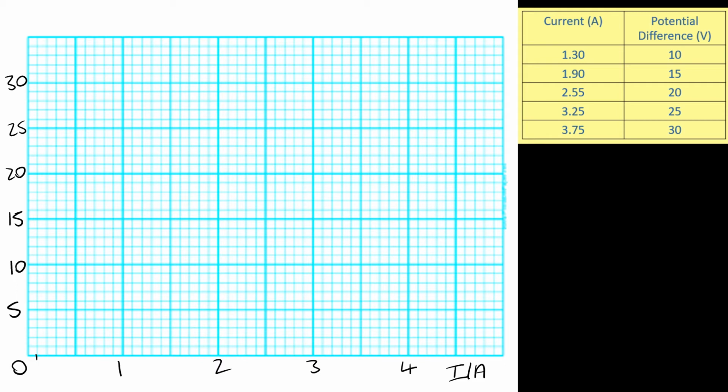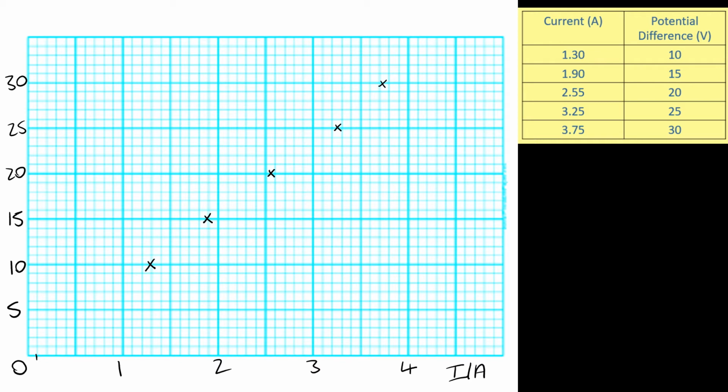So start plotting here. 1.3 amperes goes to 10 volts. 1.9 amperes goes to 15 volts. 2.55 goes to 20. 3.25 then goes to 25. And 3.75 goes to 30. So we're going to draw a best fit line across here.